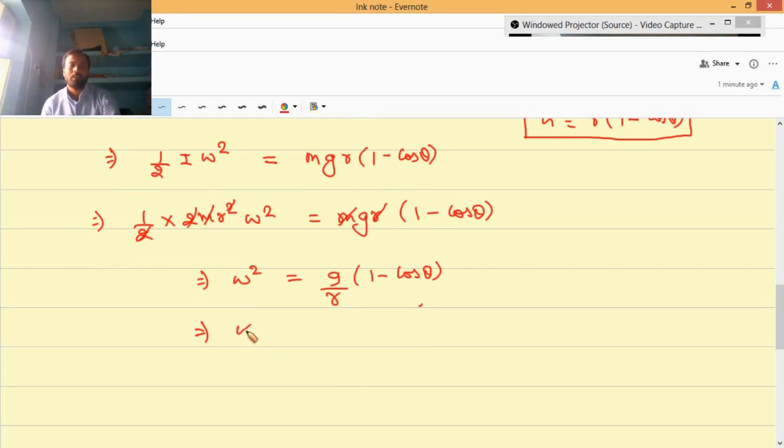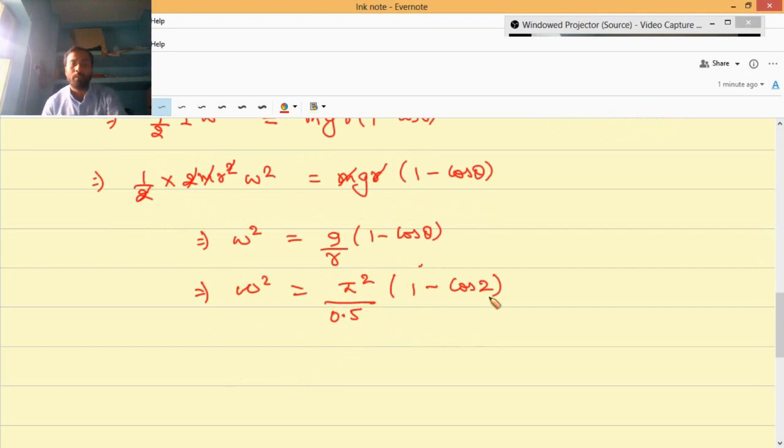So the omega square term will be g. The g value is given here, that is pi square. We write it like pi square, and since we have written g in terms of meters, the r value should be taken in meters only. So this will be like this, and 1 minus cos theta. After that we have to evaluate the value of omega square by substituting all these values. Let me evaluate this value, and after evaluating I will directly substitute it here.